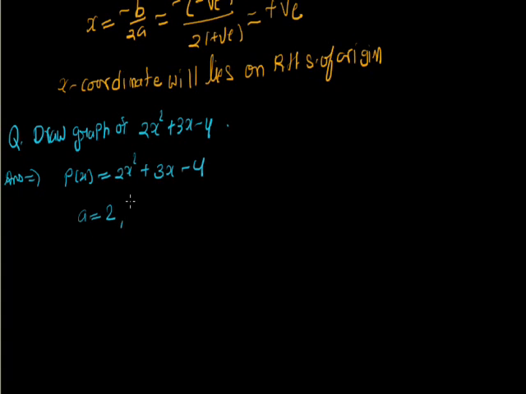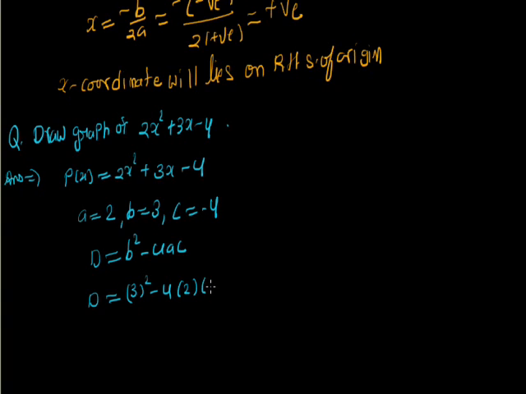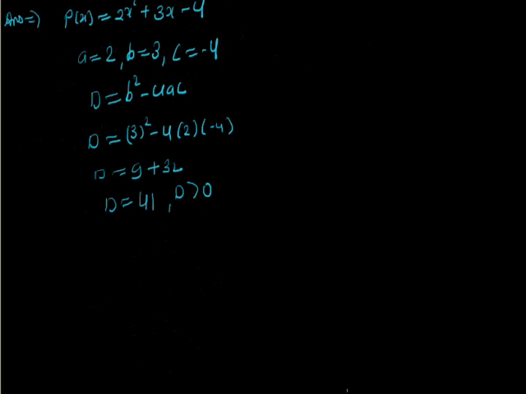The value of a is equal to 2, the value of b is equal to 3, and the value of c is equal to minus 4. We can also calculate the value of the discriminant of the quadratic, that is D is equal to b square minus 4ac. So D is equal to 3 square minus 4 into 2 into minus 4. If you solve this, it comes out to be 9 plus 32. The value of D is equal to 41, which means D is greater than 0. Now we have observed all the signs.